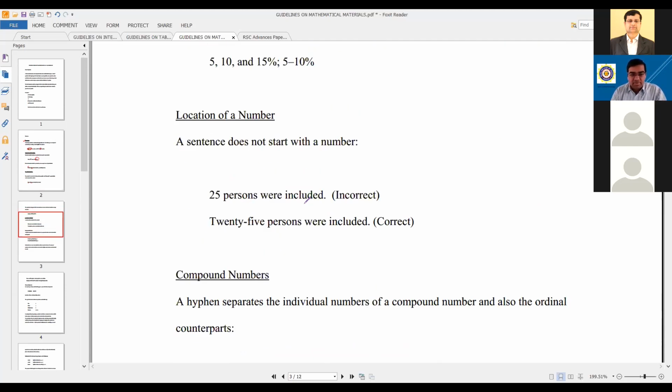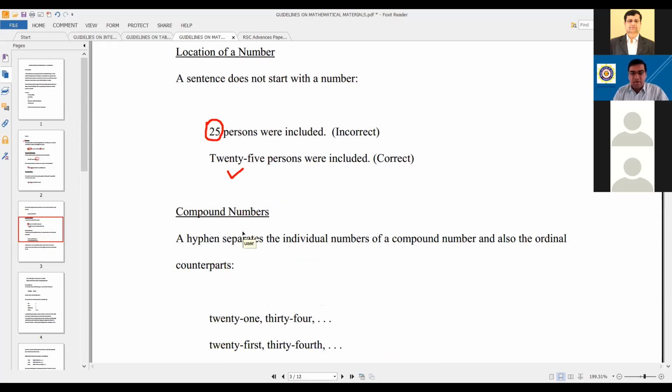Location of a number. A sentence does not start with a number. Don't start any statement with a number. Right? 25%. Write 25 in words. If you are starting the sentence, write twenty-five persons were included. This is the correct way to write.